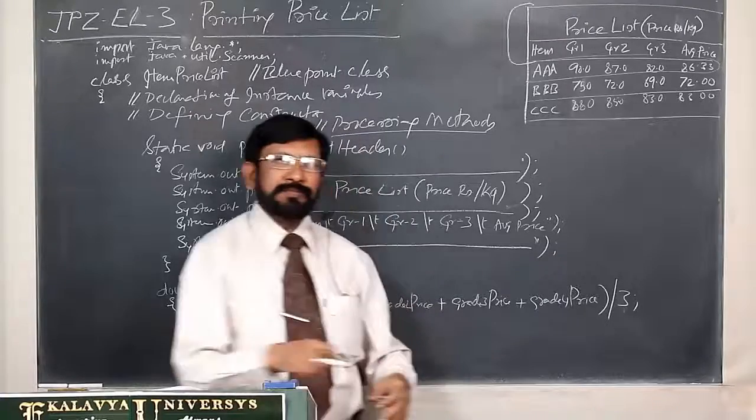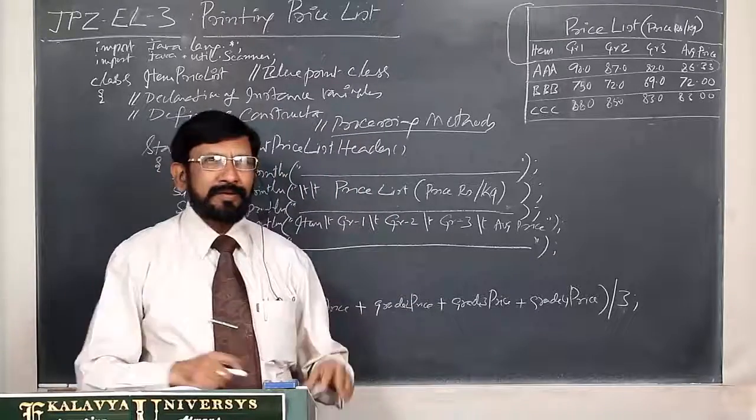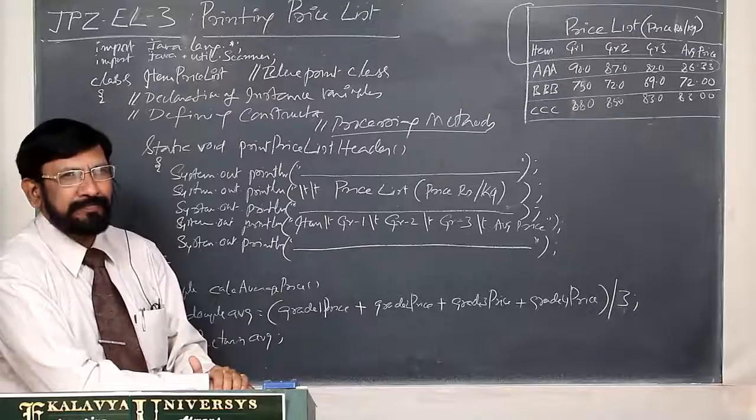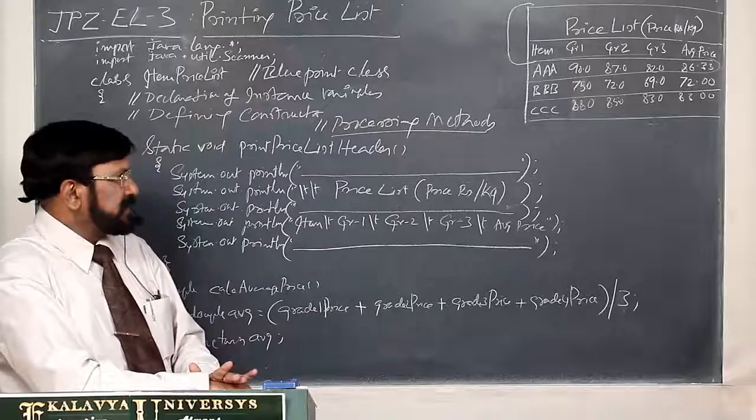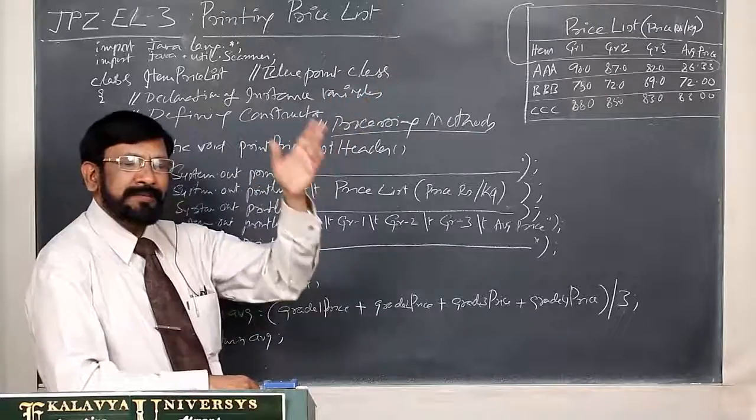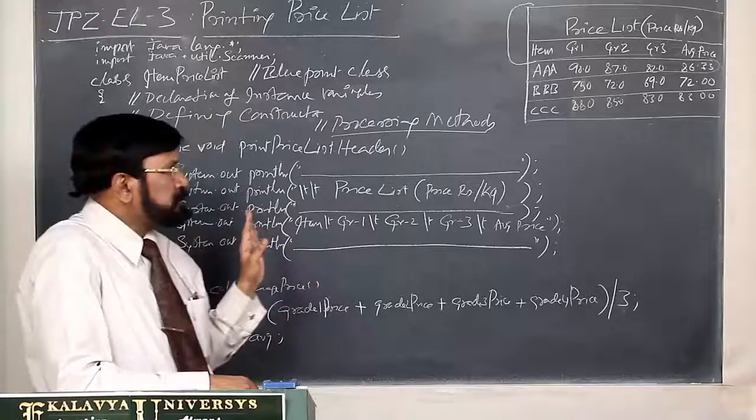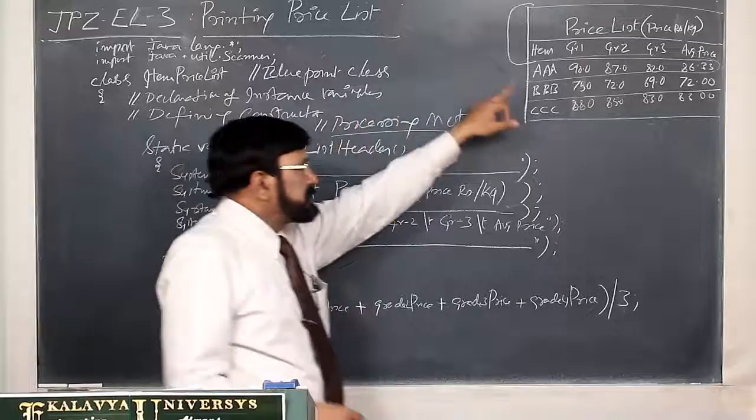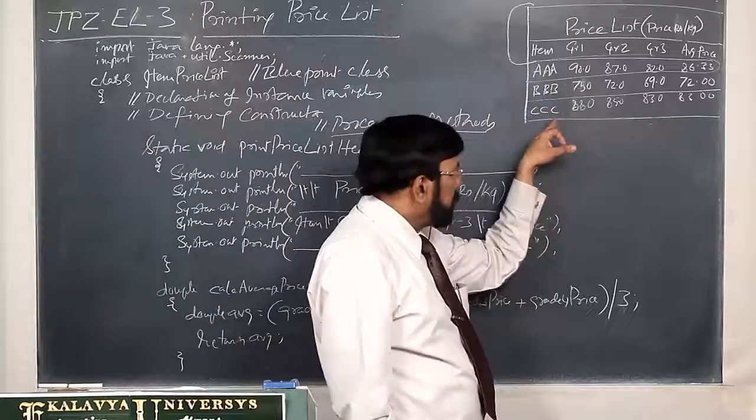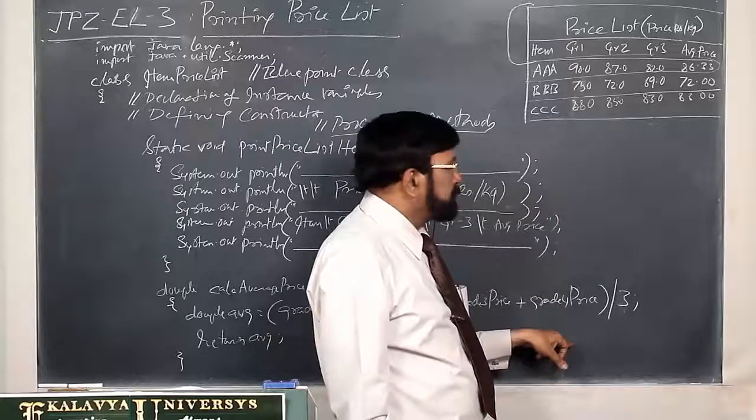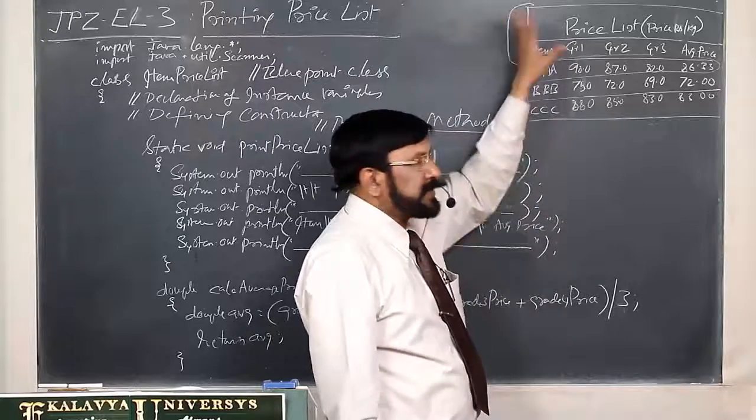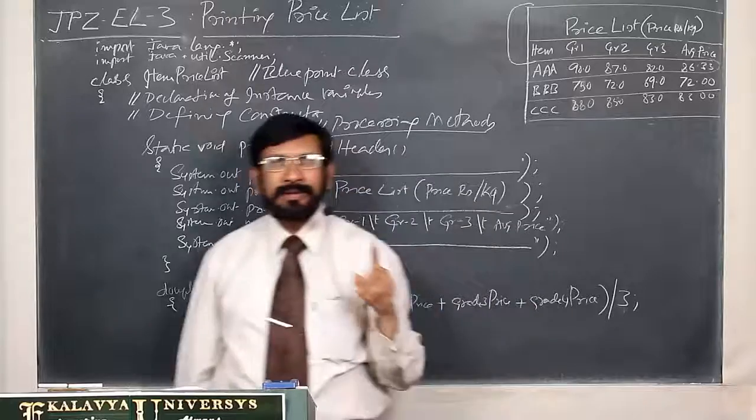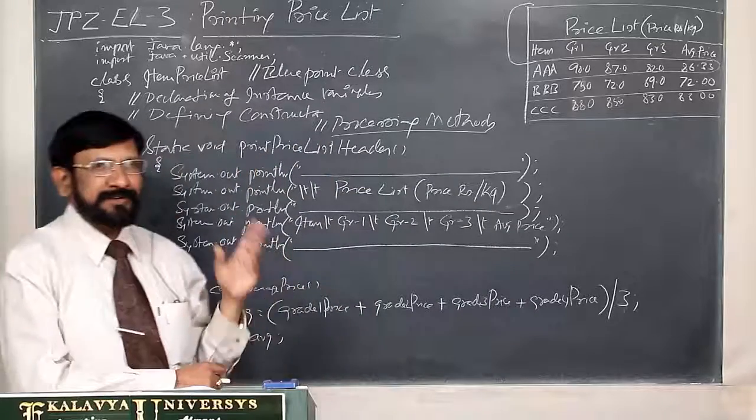So what is the smart measure here? You can declare it as static, and whenever it is required, you call it one time. That is enough; your purpose is served. Now in this price list 3 items are there. Suppose I have added another 15 items, then also one header is there. That's why I made it static.